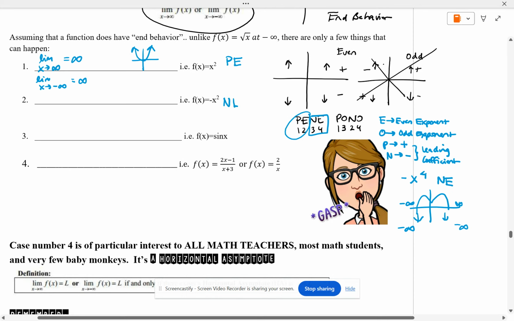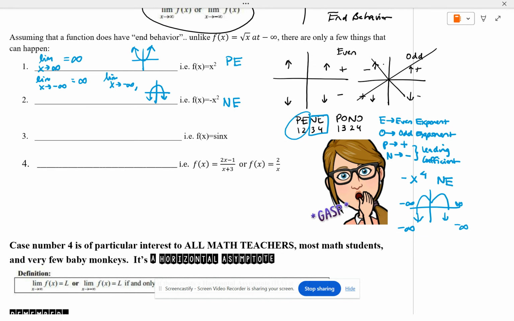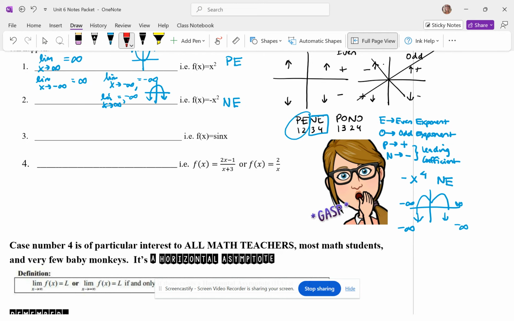Yeah, so it's negative and it's even. So it's going to go to quadrants 3 and 4. So this one is going to look like this. All right. So as x approaches negative infinity, the graph is going to negative infinity. As x approaches positive infinity, where's the graph going? Also negative infinity. Okay. So that trick only works for penne pono. So you can think penne pono polynomials.